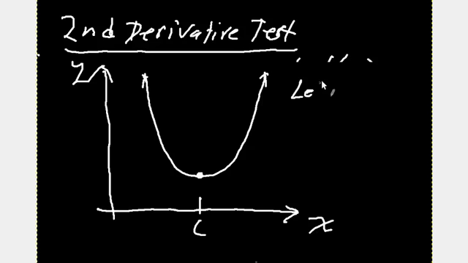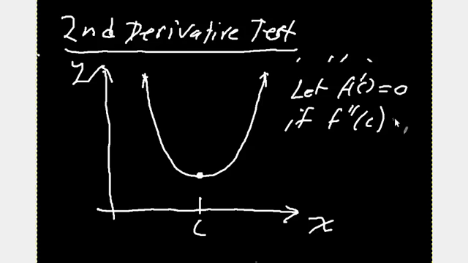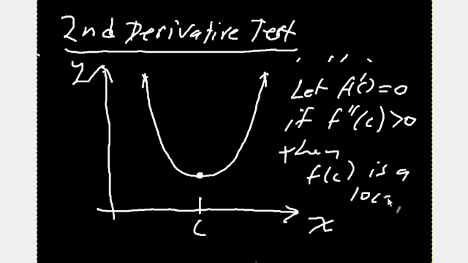So we'll say that. We'll start that off. Let f prime of C be equal to 0, as it would be in this situation. If the second derivative at C is this time positive, then f of C is a local minimum. So that's what the second derivative test tells us.